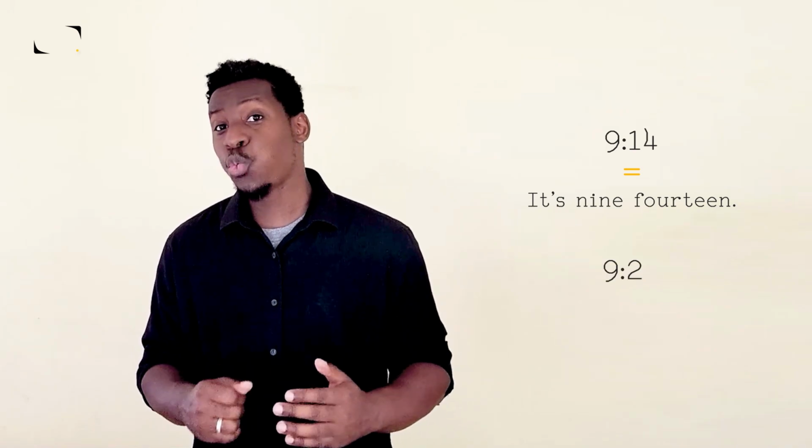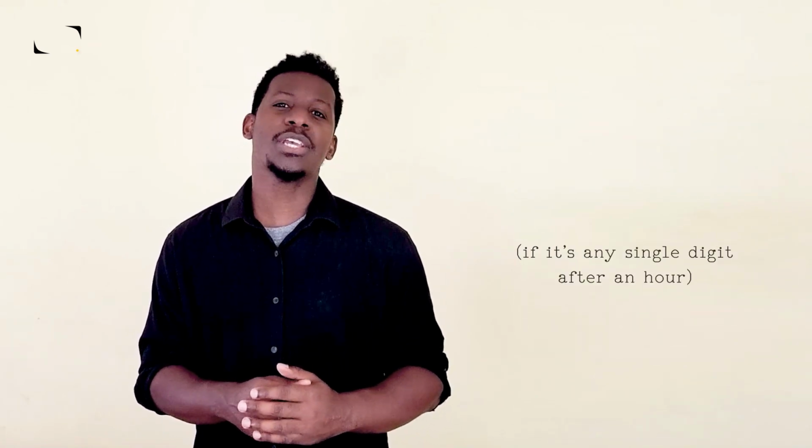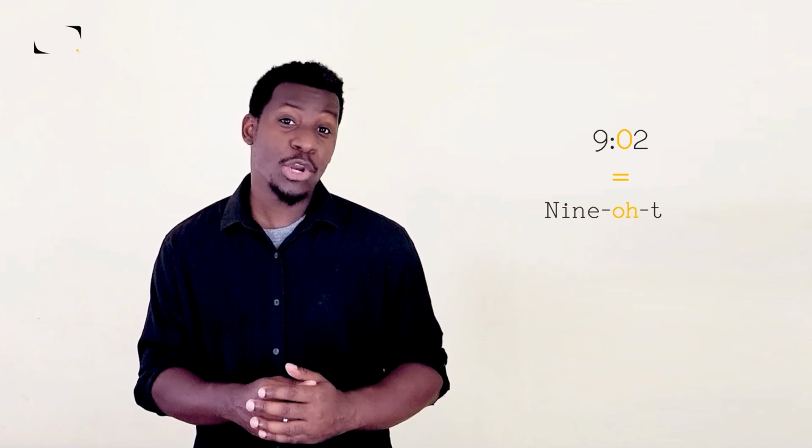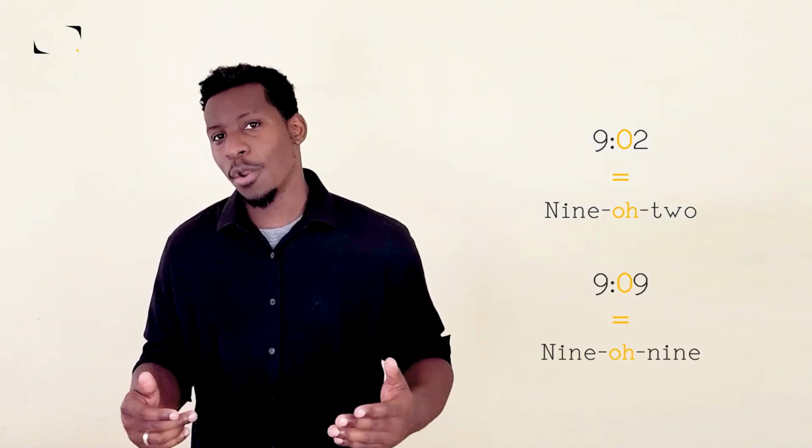The most common way to express the time in English is also the simplest. If it's 14 minutes after 9 o'clock, we'd say it's 9:14. If it's 23 minutes after 9 o'clock, that's right, 9:23. One important note. If it's 1 or 2 or 9 or any single digit after an hour, we need to represent that zero in our speech by saying the word O. That means that 2 minutes after 9 is 9:02. 9 minutes after 9 is 9:09, and so on.